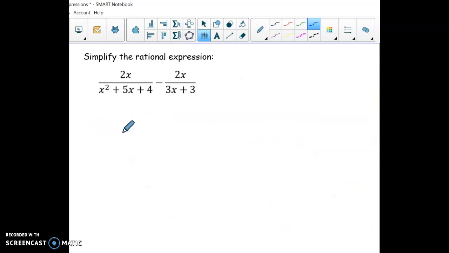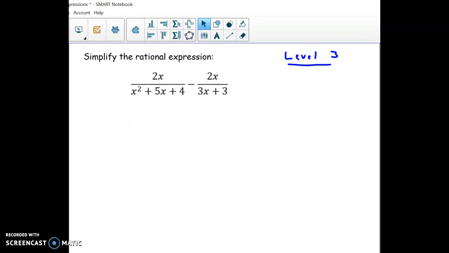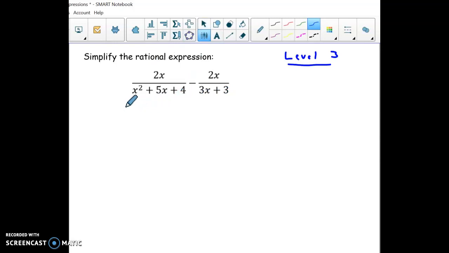Okay, second kind of level 3 type question for you. Again, I would encourage you to pause it, give it a shot, and then check your answer. All right, very similar to the last question, where before we can subtract these, we need to find a common denominator. And again, it's hard to tell without factoring. So I'm going to factor this one to x plus 1 and x plus 4, which multiplies to 4 and adds up to 5. And then the second one, you just take out a GCF, which is 3.